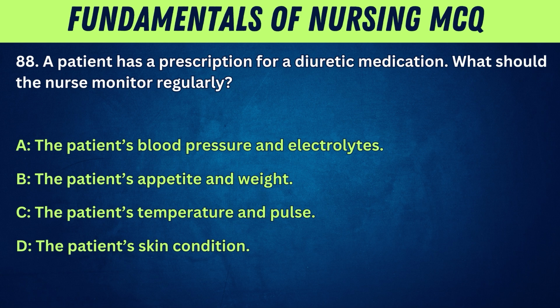88. A patient has a prescription for a diuretic medication. What should the nurse monitor regularly? A. The patient's blood pressure and electrolytes. B. The patient's appetite and weight. C. The patient's temperature and pulse. D. The patient's skin condition.